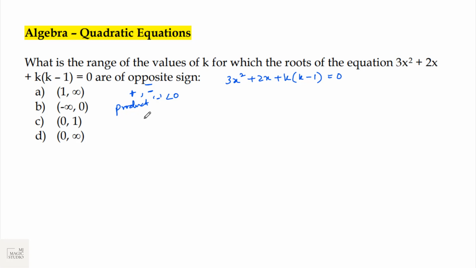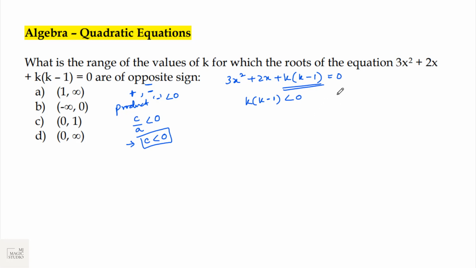If the quadratic equation is ax square plus bx plus c equals 0, the product is given by c by a, and in our case c by a is less than 0, which implies that c is less than 0. We'll use this. In our given quadratic equation, c is k into k minus 1. So k into k minus 1 is less than 0.